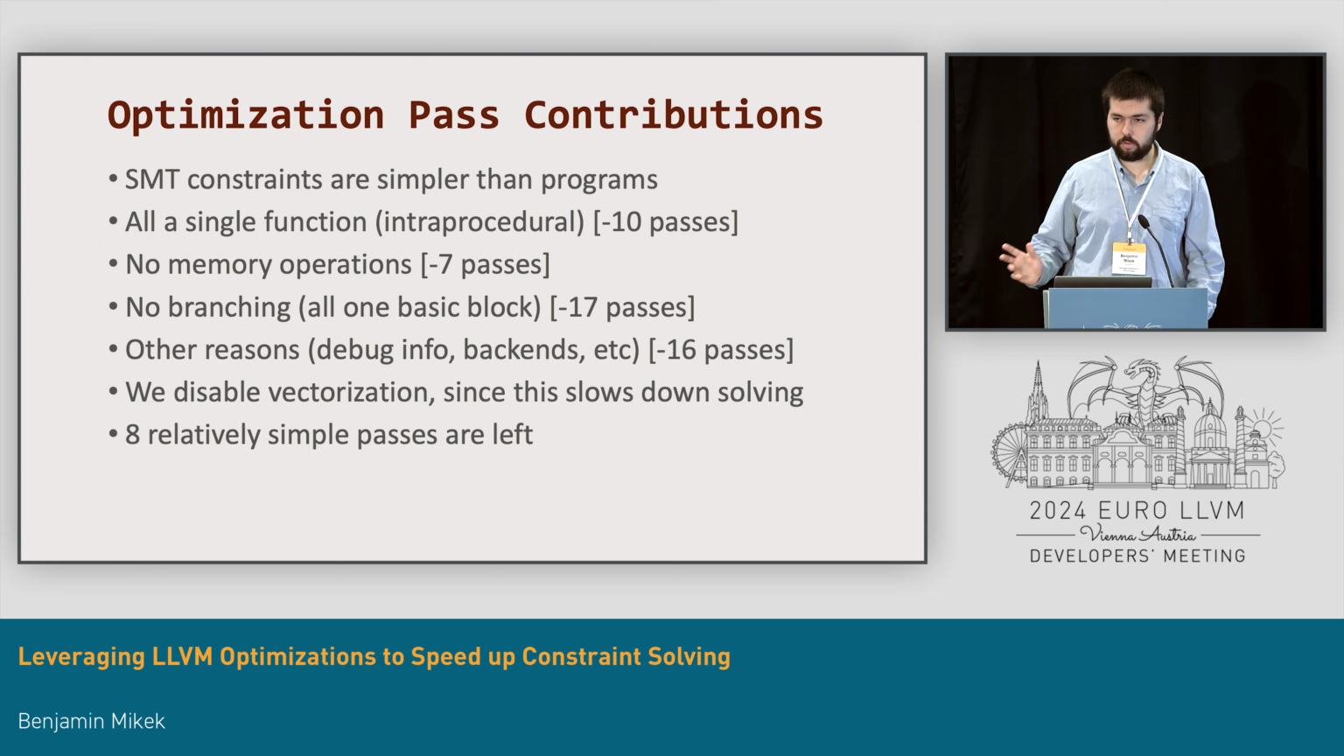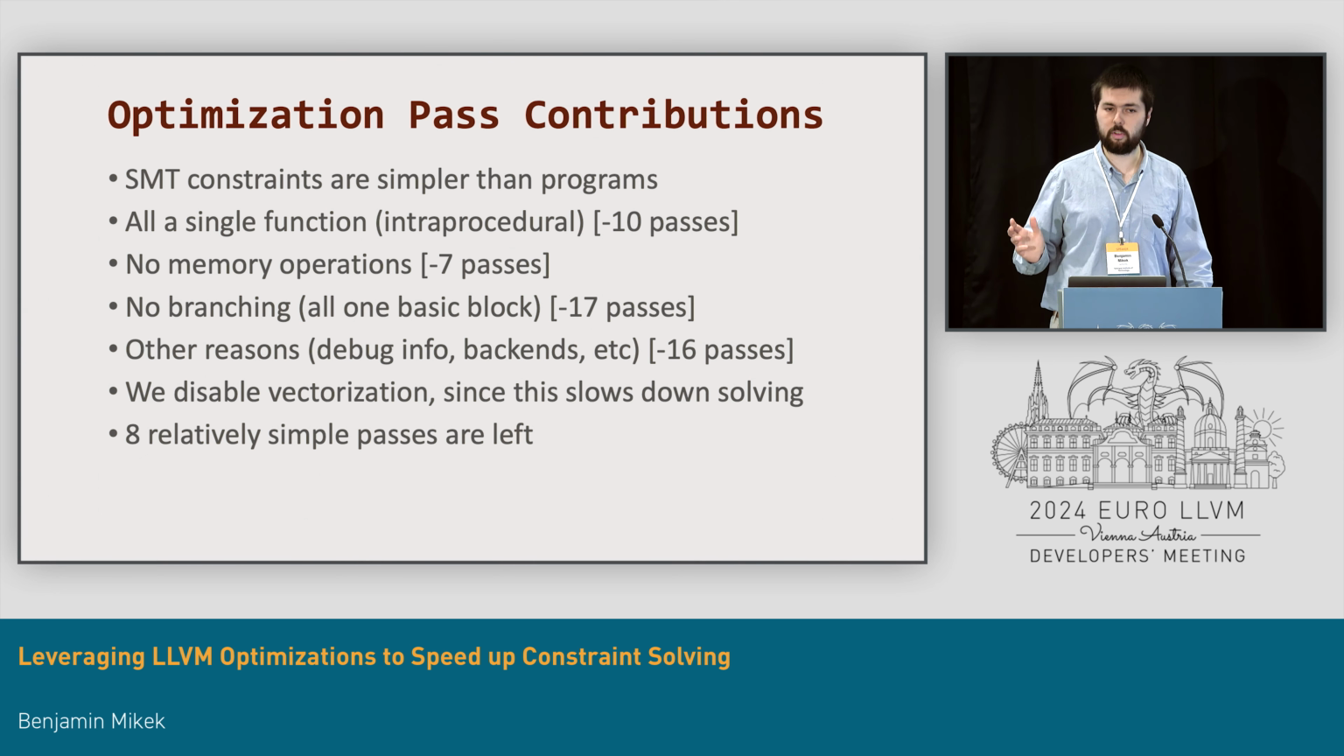So then we want to investigate which LLVM optimization passes contribute the most. This might be one of the more interesting questions for what conclusions we can draw from this. And the thing we realized as we did this is that SMT constraints are a lot simpler than programs. So there's only a single function, which means we don't need to do any of the inter-procedural optimizations. So that's 10 passes we don't have to worry about.